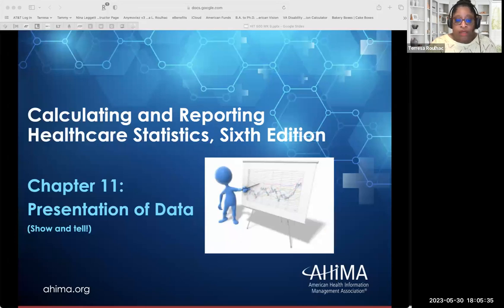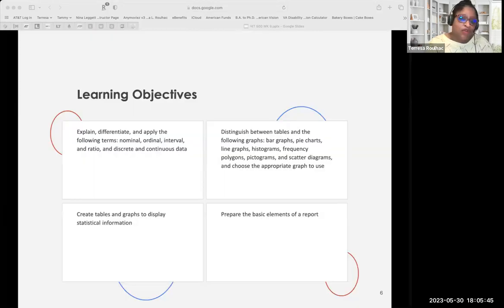Now, this week in chapter 11, we are really just talking about how we present data, okay? Show and tell, as it says on the slide. So for our learning objectives, we are going to be looking at different terms: nominal, ordinal, interval, ratio, discrete, and continuous data types. We're going to be looking at the different types of tables and graphs. I believe you guys have to create a table and graph to display statistical information, or at least look at that type of information. And then we are going to be discussing the basic elements of a report.